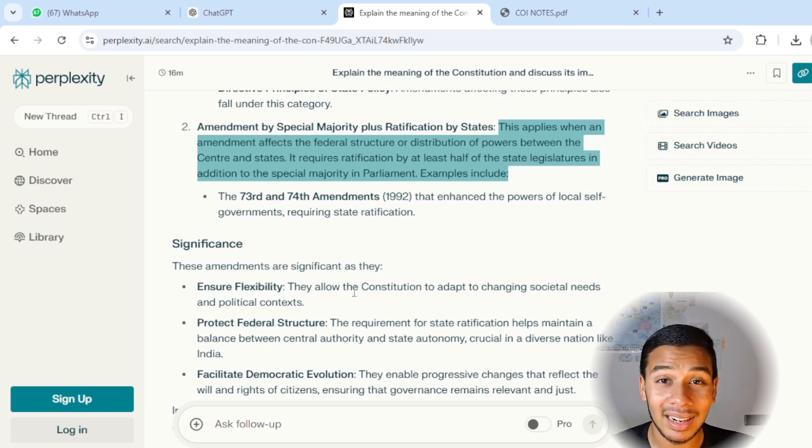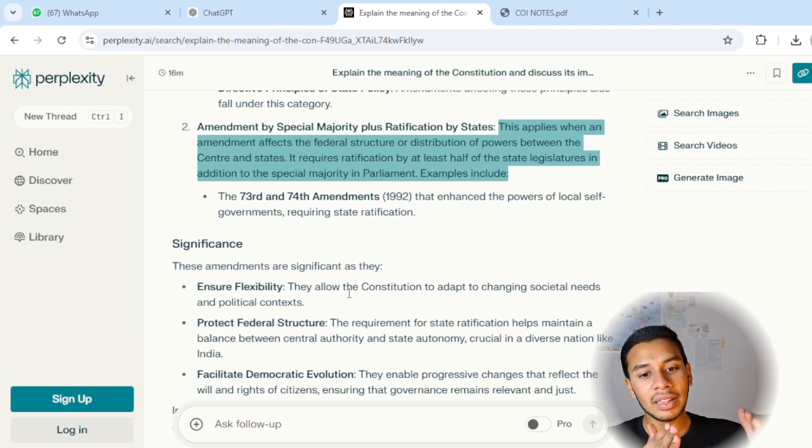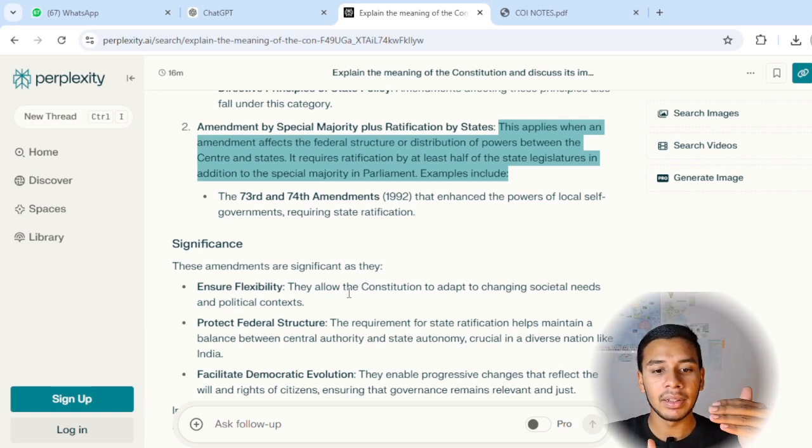So what does this mean? Even I didn't get this one, guys. This applies when an amendment affects the federal structure. If we are implementing an amendment and that amendment is affecting the federal structure or distribution of powers between the center and the state, then it requires ratification by at least half of the state legislatures.